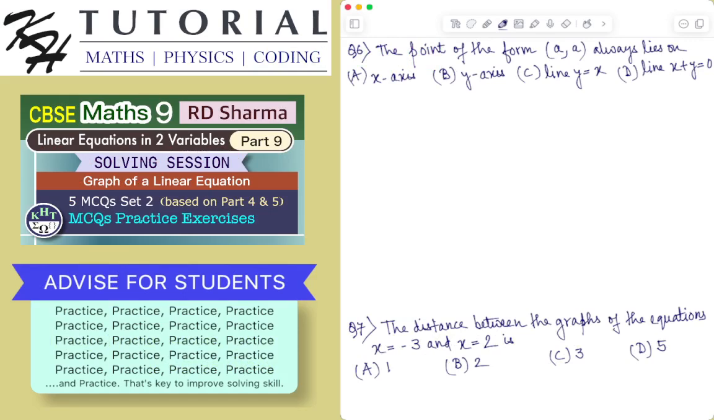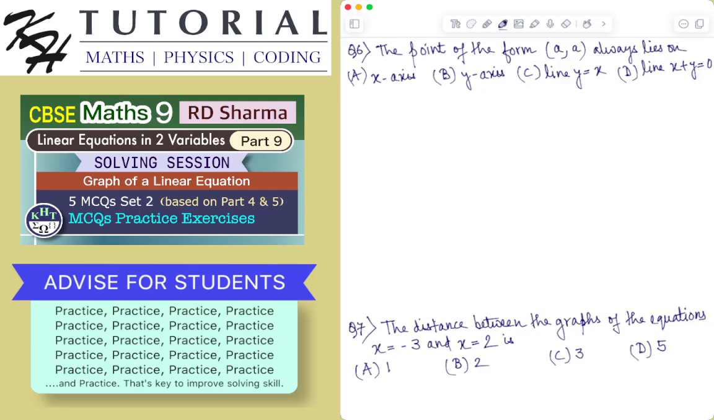Okay. Question number 6. In the previous video, I solved the first five questions on the MCQs practice exercise. In this video, I will be solving the remaining 5 questions. Question number 6 says: the point of the form a comma a always lies on which line? These are all the choices.